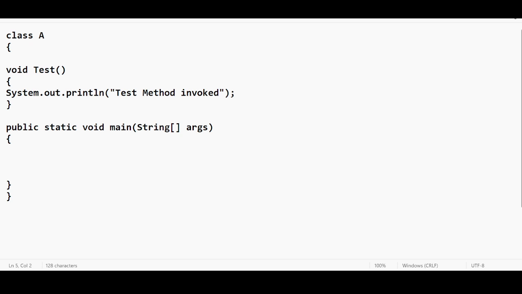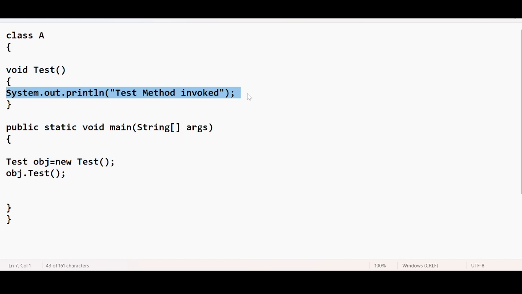If you want to access a non-static method, object creation is mandatory, yes or no? So in this case, I need to do what? Test obj equal to new keyword followed by the Test constructor. Object creation is mandatory, with this object reference obj dot test. The control will be transferred to the test method, and all the instructions inside this test method will get executed, yes or no? This is the way of calling a non-static method.